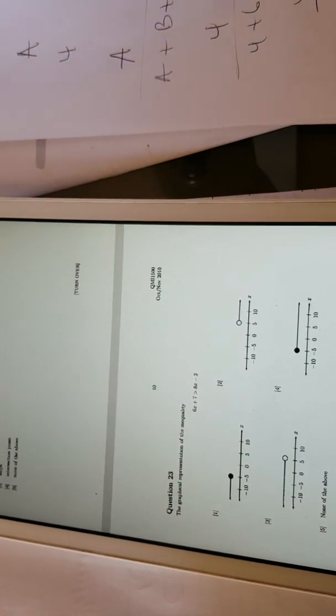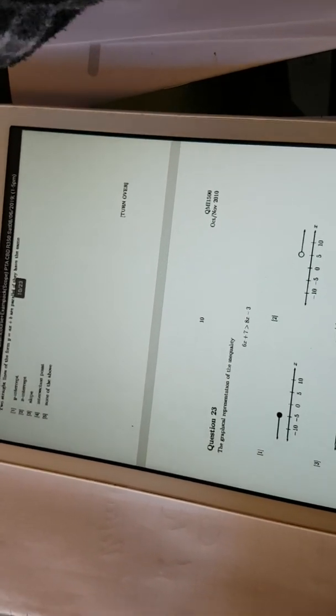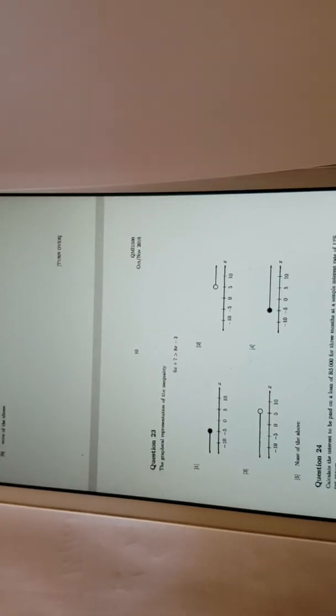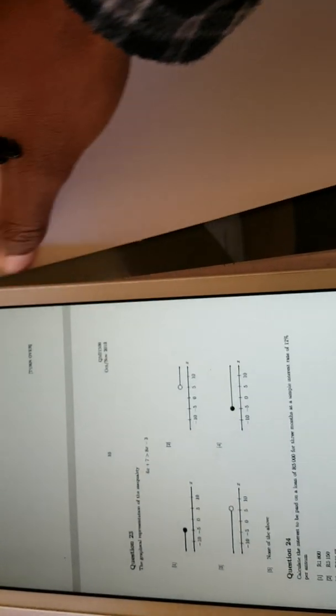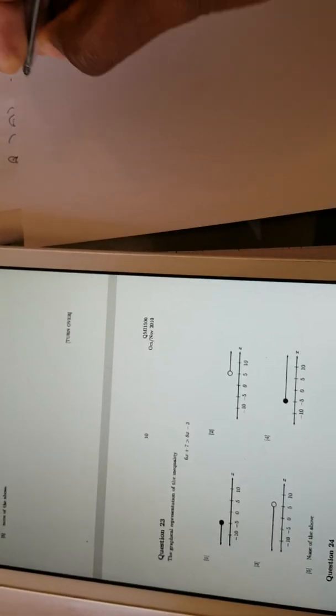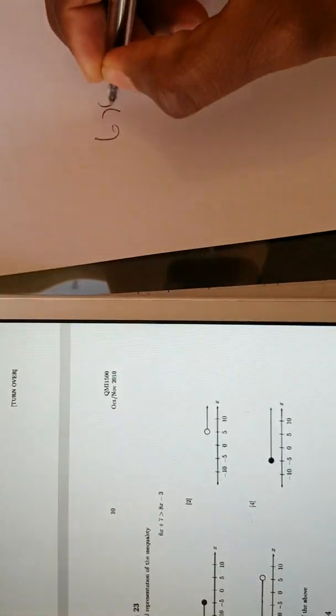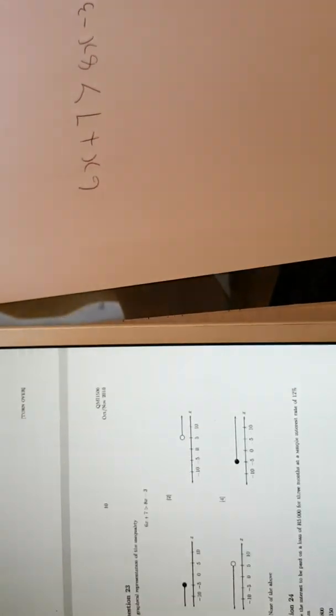Okay, let's move to question number 23. Let me find a space where I can calculate. Question number 23 is about linear inequalities. So it's saying 6x plus 7 is greater than 8x minus 3. So this is the inequality we have right here.